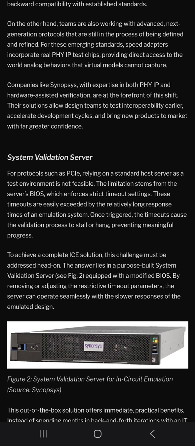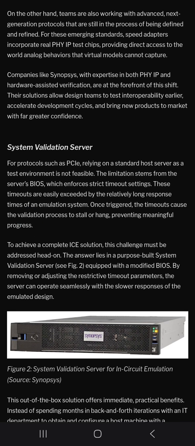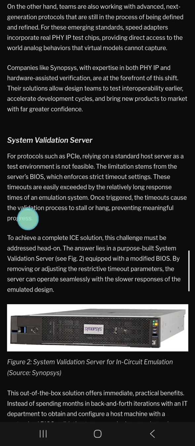The answer lies in a purpose-built system validation server equipped with a modified BIOS. By removing or adjusting the restrictive timer parameters, the server can operate seamlessly through the responses of the emulated design.